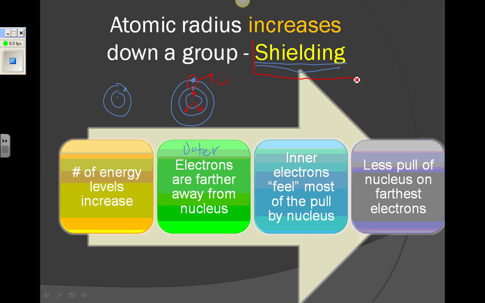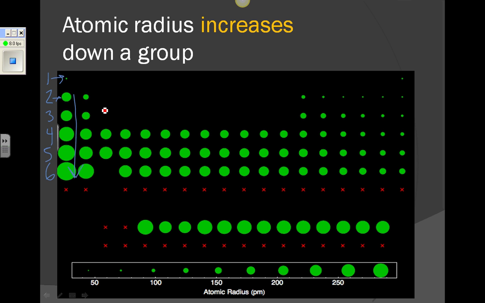The inner electrons shield the outer electrons somewhat from the pull of the protons in the nucleus, and that allows the atoms to get bigger as we go down a group.